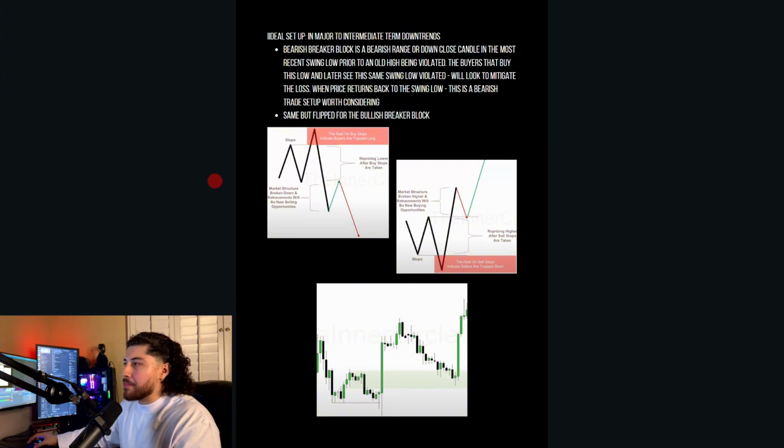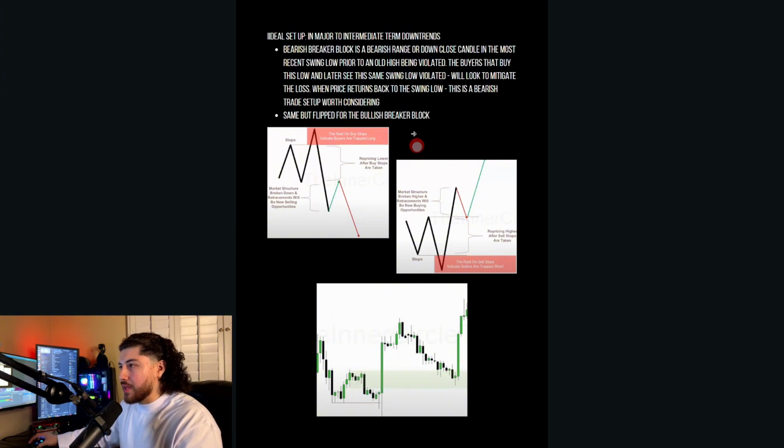Bearish breaker block is a bearish range or down close candle in the most recent swing low prior to an old high being violated. The buyers that buy this low and later see the same swing low violated will look to mitigate the loss. When price returns back to the swing low, this is a bearish trade setup worth considering. Same but flipped for the bullish breaker block.